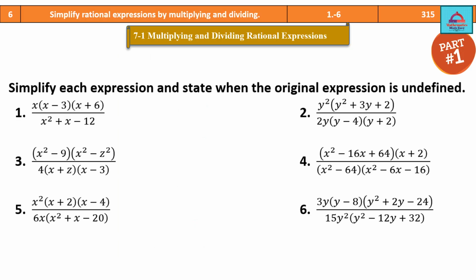So for each of these questions, 1 to 6, we have to multiply and divide the rational expressions. We are going to simplify each expression, and we also have to say when the original expression is undefined. So the method that you are going to use here is to factor the denominator and numerator wherever necessary.